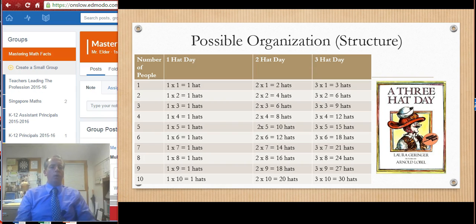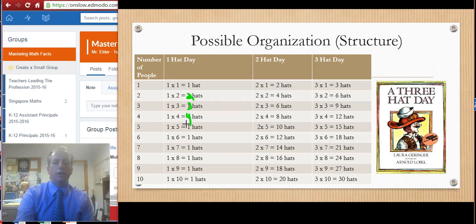So I've got one person, times, or 1 hat times 1 person gives me 1 hat. 1 hat times 2 people gives me, oh, sorry, I didn't fix those. I should say 2 hats and 3 hats and 4 hats. So let me go ahead and change that here on our screen. I'll fix it in the presentation that we'll post, but obviously that should be 2 hats and 3 hats and so on down the chart, right?